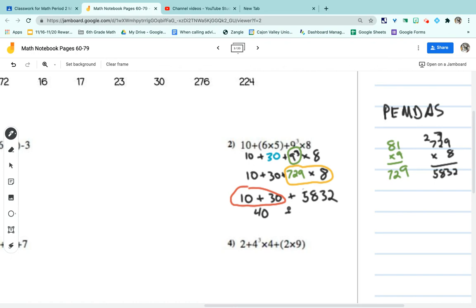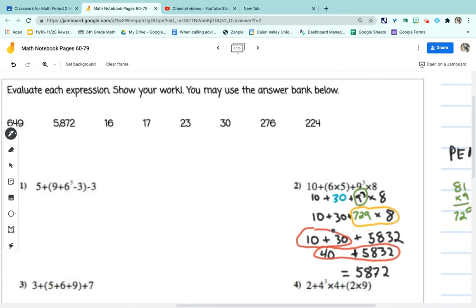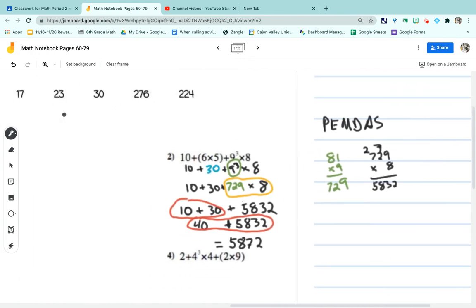And then I'm going to add 40 plus 5,832. That's going to be my next step. And 40 plus 5,832 is 5,872. And if I look up in the bank, there it is. So that one took a little bit longer to complete, but it wasn't too bad. As long as you follow the order of operations, you should be fine.